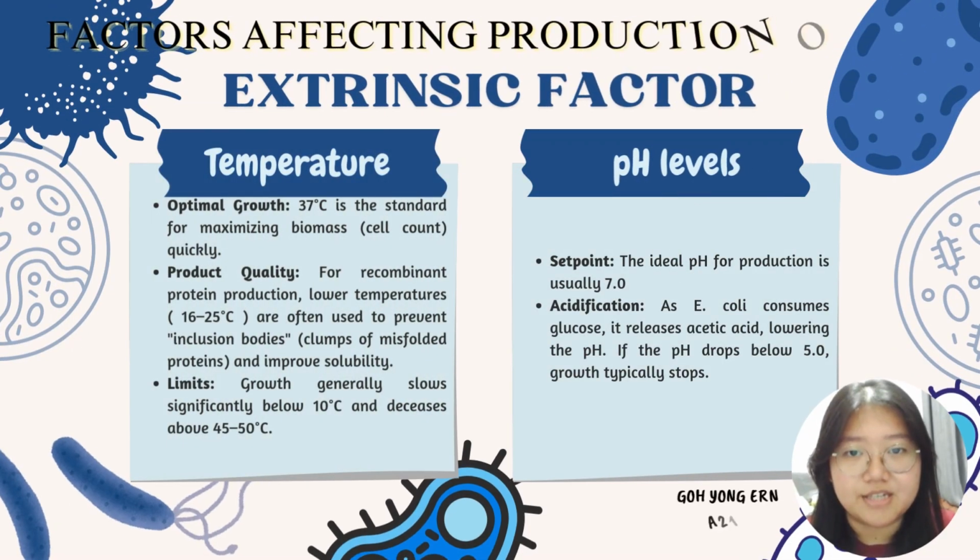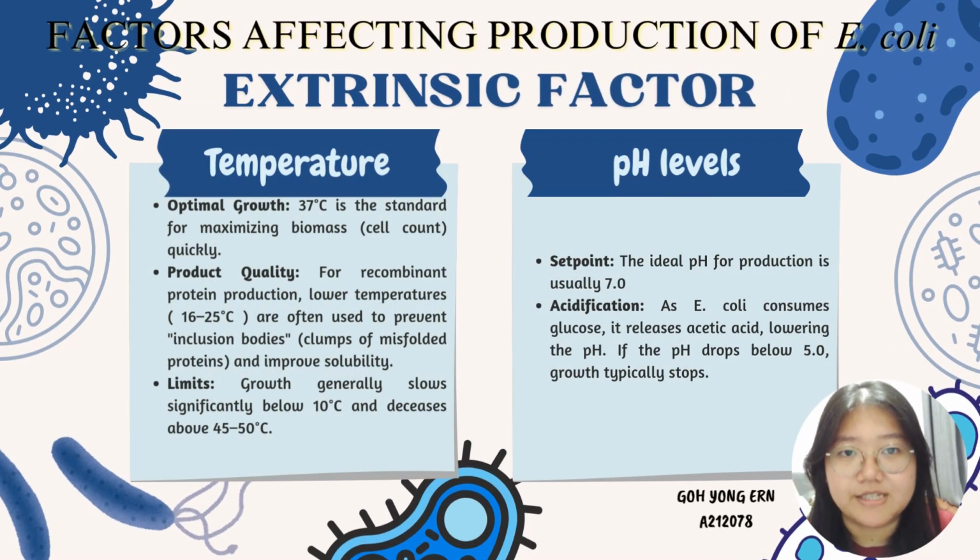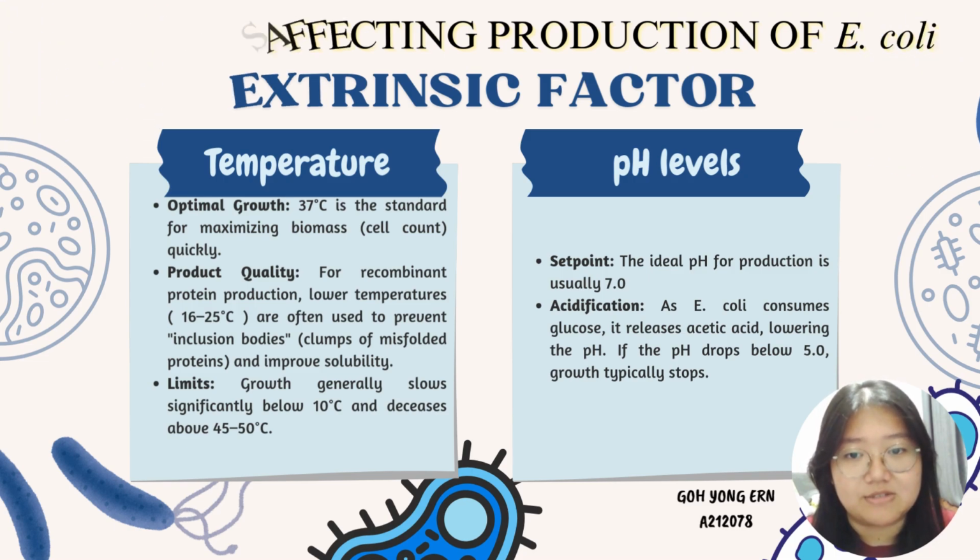Next, I will discuss the extrinsic factors affecting production of E. coli. The first one is temperature. 37 degrees Celsius is the standard for maximizing biomass quickly. For recombinant protein production, lower temperatures are often used to prevent inclusion bodies, the clumps of misfolded protein, and improve solubility. E. coli grows slowly below 10 degrees Celsius and above 45 degrees Celsius.